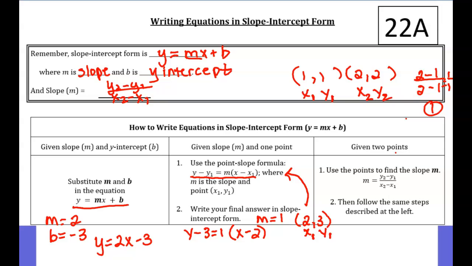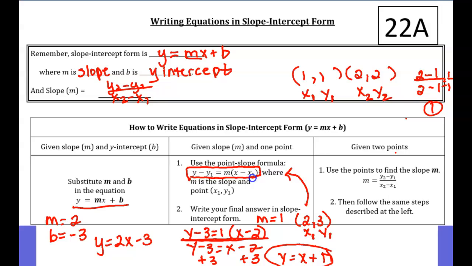So we'd plug it in there, and then all we'd have to do is distribute. Distributing a 1 in this case is just x minus 2, and then we would add 3 to both sides, and we would get y is equal to x. -2 plus 3 is 1, so it's x plus 1. And we're going to do a number of these examples. I just wanted to give you a quick example. But that's using the point-slope formula. That's going to be really important that we know that.